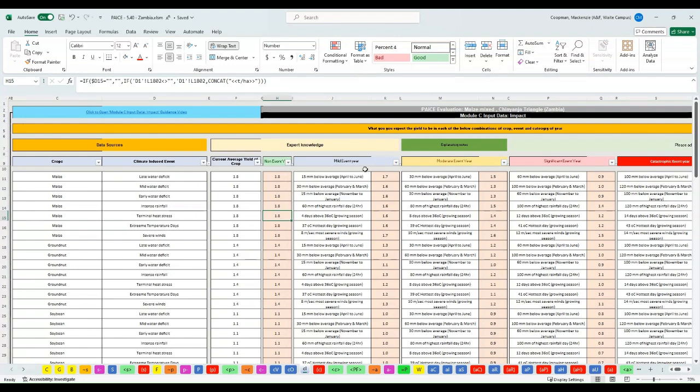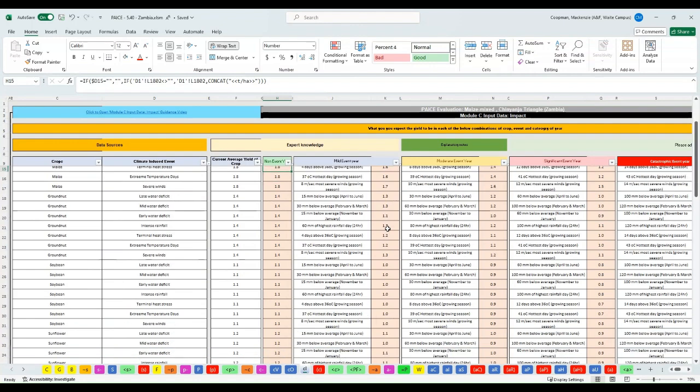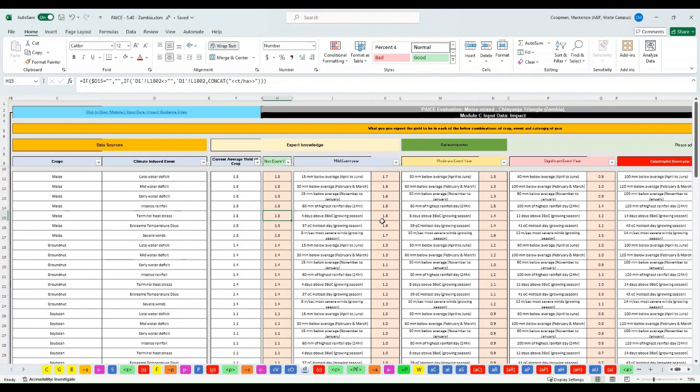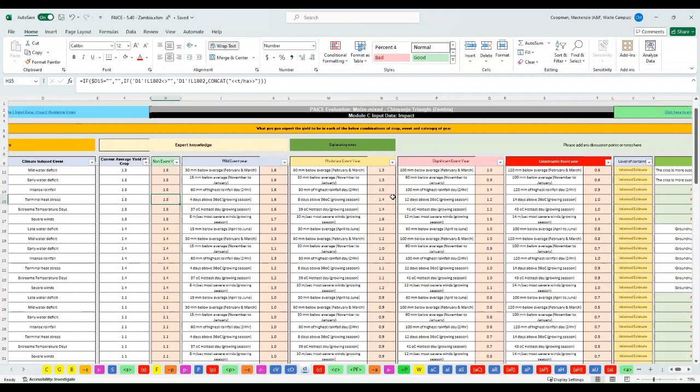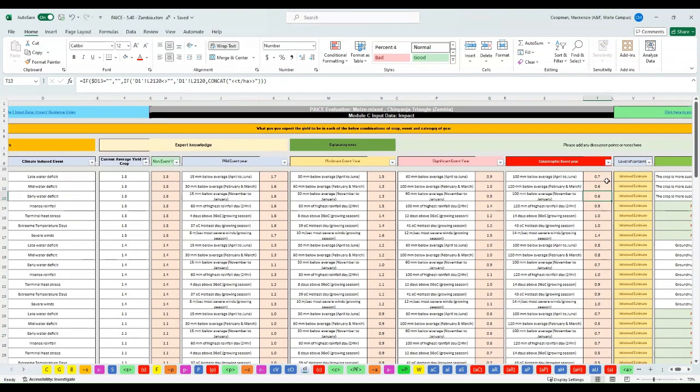Moving down here then, mild event year, those all look pretty good. Chances are that a mild event year will be slightly lower than a non-event year. And moving on, that's the same, that's a trend that you'll see. So non-event year will likely be the highest, mild event year will be slightly lower, moderate event year a little lower still, all the way to a catastrophic event year, which when you compare it back to the non-event year, will be quite severely decreased.